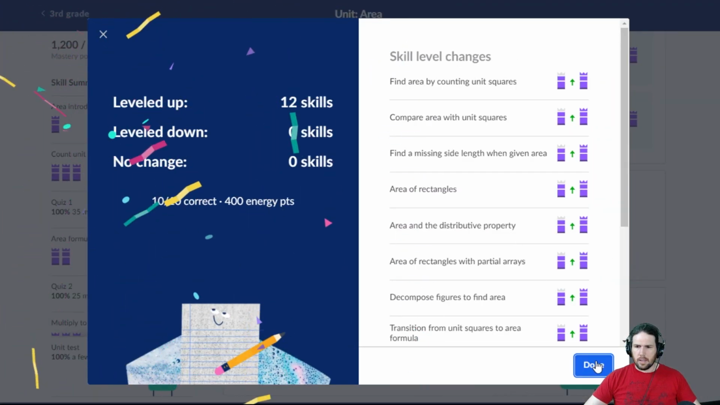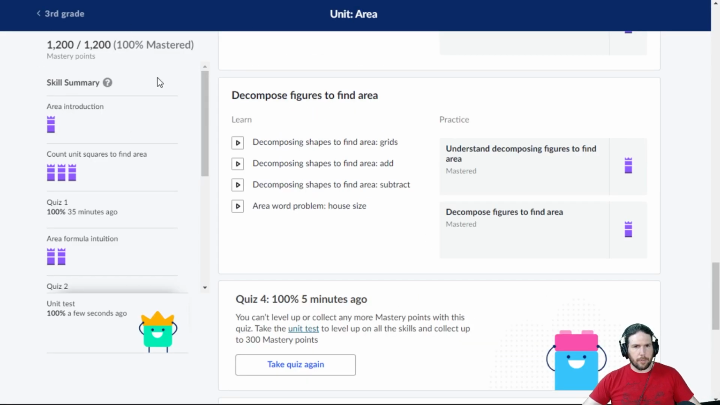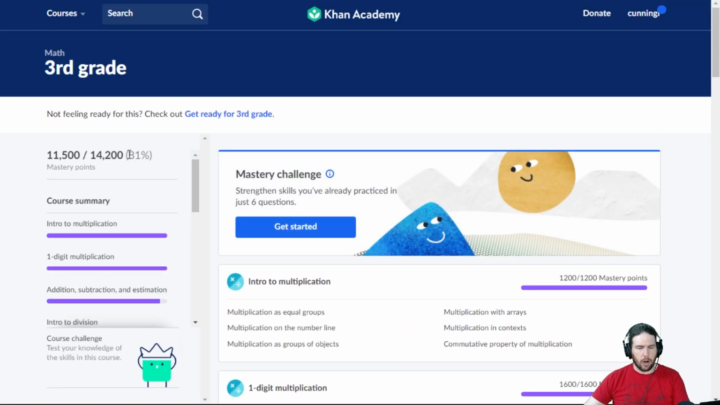Okay. Wow, we are 100% done with area. Let's back out into 3rd grade. Where are we? We are 81% of the way through. So we started at 67%. So we went up a decent amount.